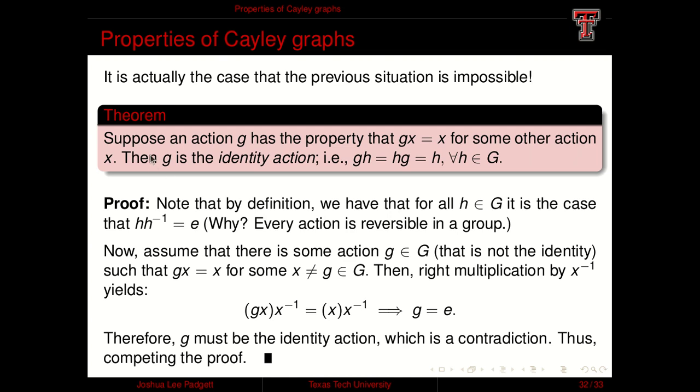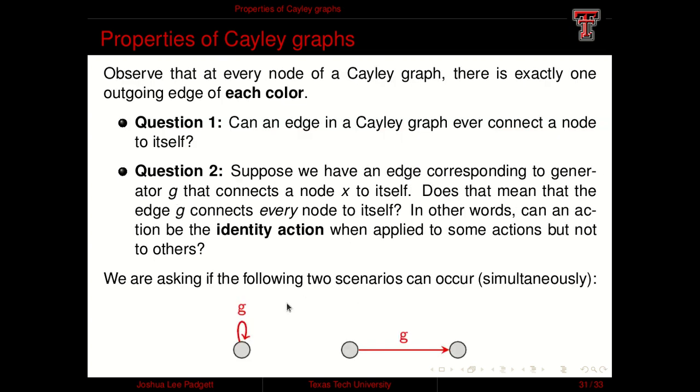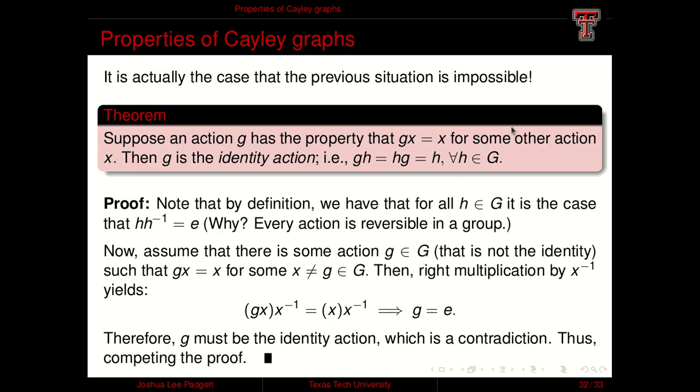So, we will now prove our first algebraic theorem, let's say, which is the following. Suppose an action G has the following property, which is that G of X equals X. So what is that saying? If I apply G to X, I get back X. And this is true for some action X. So I'm saying this is not G applied to itself.